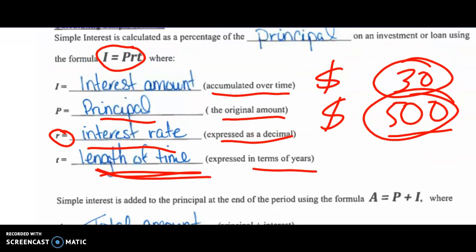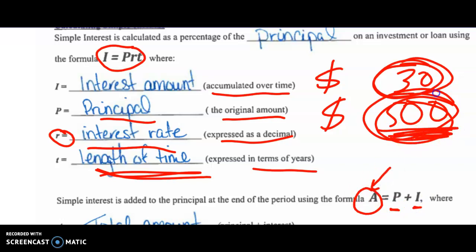Once you get this amount here, you can add it to this amount here to get the total amount, and we call that A. So if you take the principal and add the interest amount to it, you get the total amount. So if I had 500 bucks and I earned $30 interest, what I will do is add those together and get $530 as my A, or my total amount. Okay, again, that's in dollars.